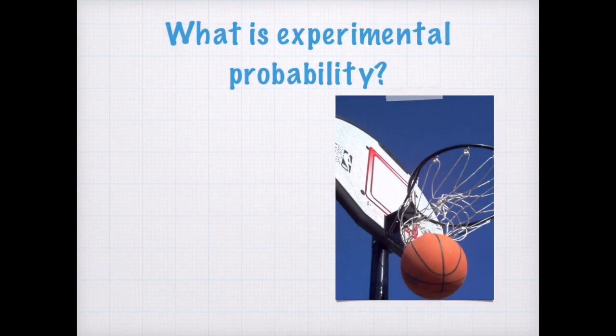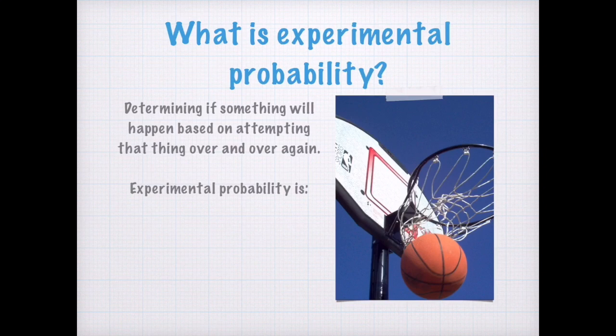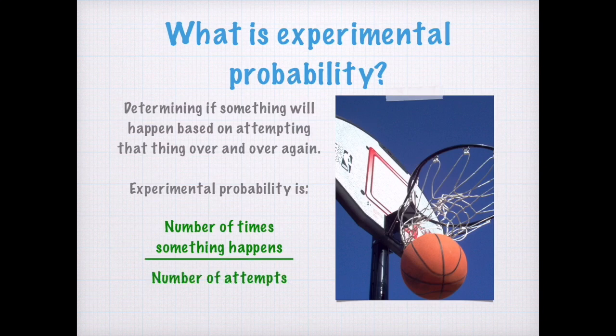So you're probably wondering, what is experimental probability? Experimental probability is determining if something will happen based on attempting that thing over and over again, kind of like shooting baskets in basketball. Experimental probability is the number of times something happens divided by the number of attempts. In basketball, the number of times something happens is when we make a shot, and the number of attempts is when we shoot the ball.